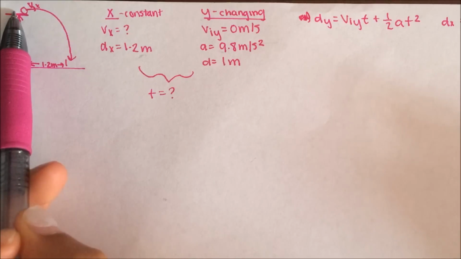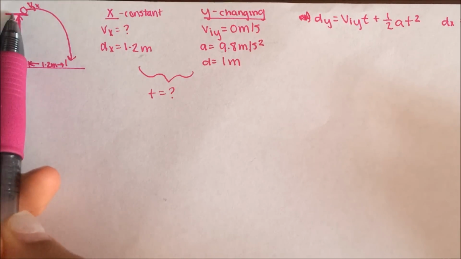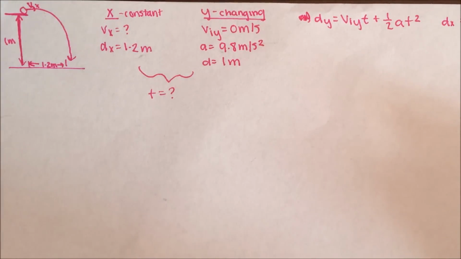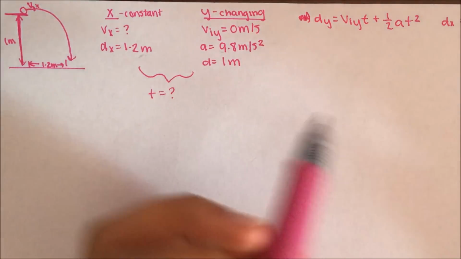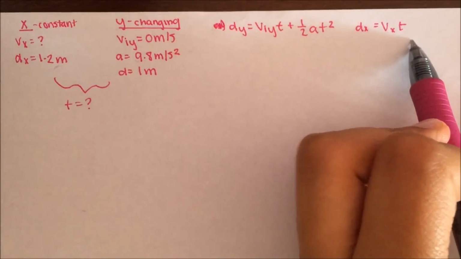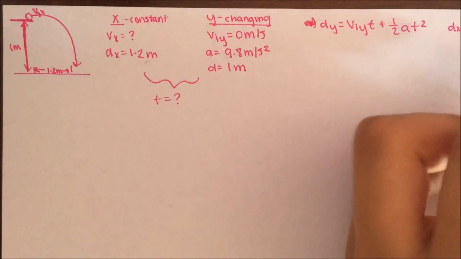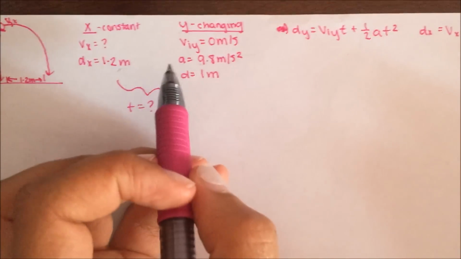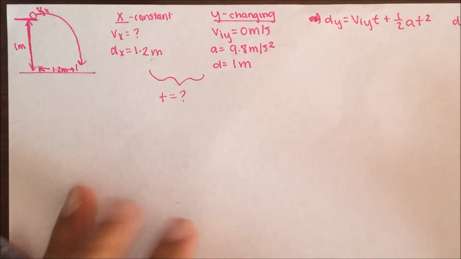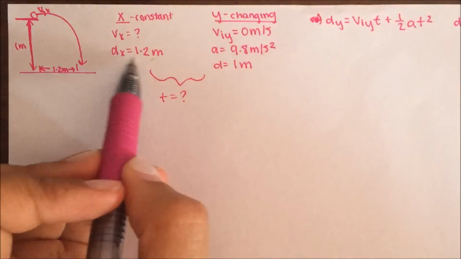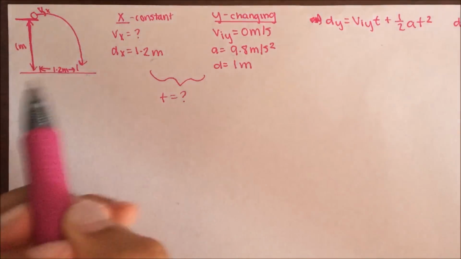We know that initially when the ball is projected off horizontally, it's only going to have a horizontal velocity, which has no acceleration, so that's going to be constant motion. And vertically, it's going to have acceleration because of gravity, so that's going to be changing motion. Horizontally, which is constant, we don't know the velocity that it's bounced off, but we know the distance, it travels a distance of 1.2 meters.